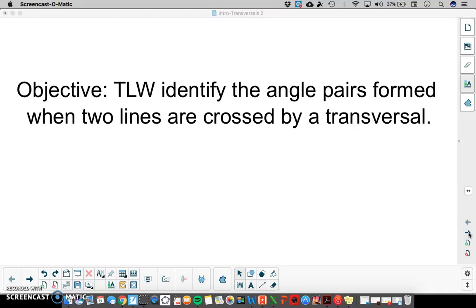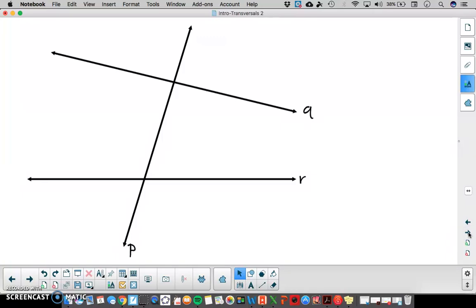In this video, the learner will identify the angle pairs formed when two lines are crossed by a transversal. First, let's talk about what a transversal is. A transversal is a line that intersects two or more other lines. So line P in this diagram is considered a transversal.